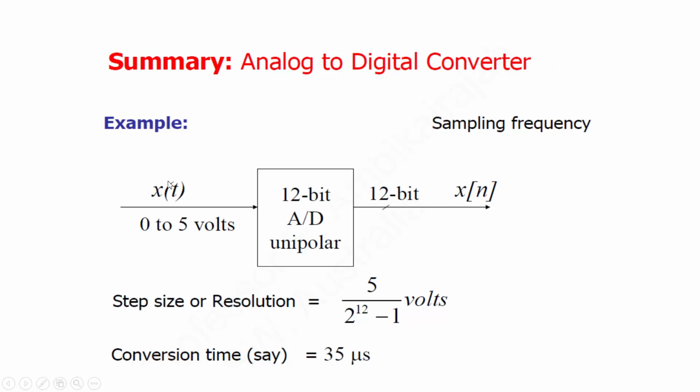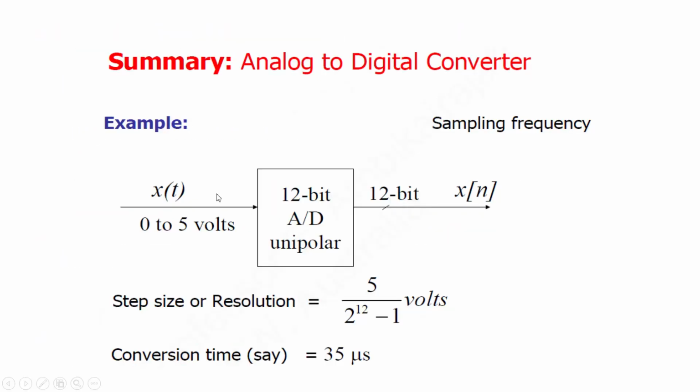We have an analog signal x(t), in the time domain, and a continuous signal basically. Let's say the maximum range of this signal is 0 to 5 volts. If it is applied to a 12-bit A to D converter, unipolar and bipolar I have already explained. You need not take the 2's complement of the rest of the half portion of the levels, so you will take all the positive values in the digital form.